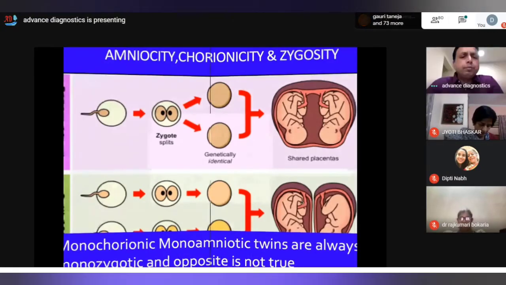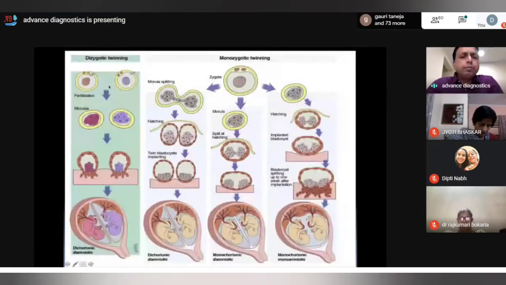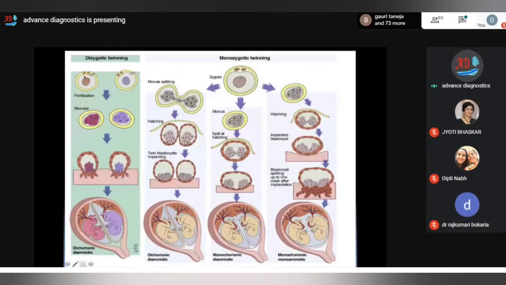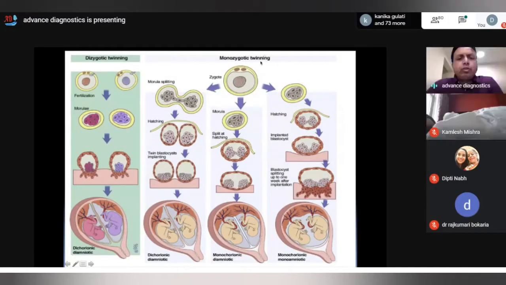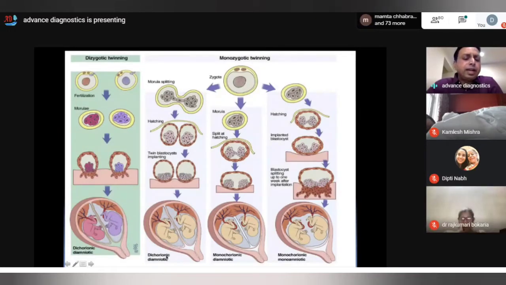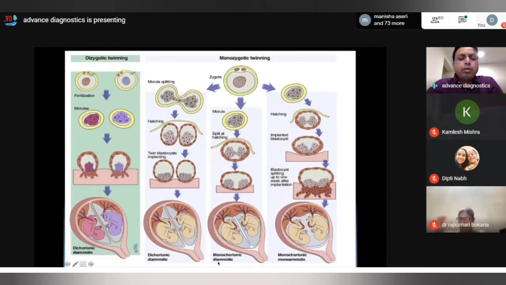How? So basically, if you see that there are two embryos, they actually give rise to the dichorionic diamniotic pregnancy. Whereas monozygotic twinning can give rise to dichorionic diamniotic twins, monochorionic diamniotic twins, and monochorionic monoamniotic twins.